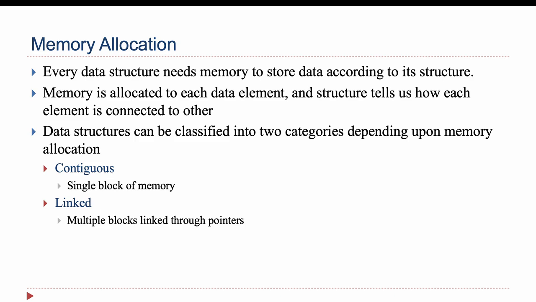Contiguous memory allocation refers to the approach where a data structure allocates a single block of memory for storing all its elements. This is often used in arrays and matrices, where each element is stored in consecutive memory locations. Contiguous memory allocation enables fast access to data, as the position of each element can be calculated using simple arithmetic operations.